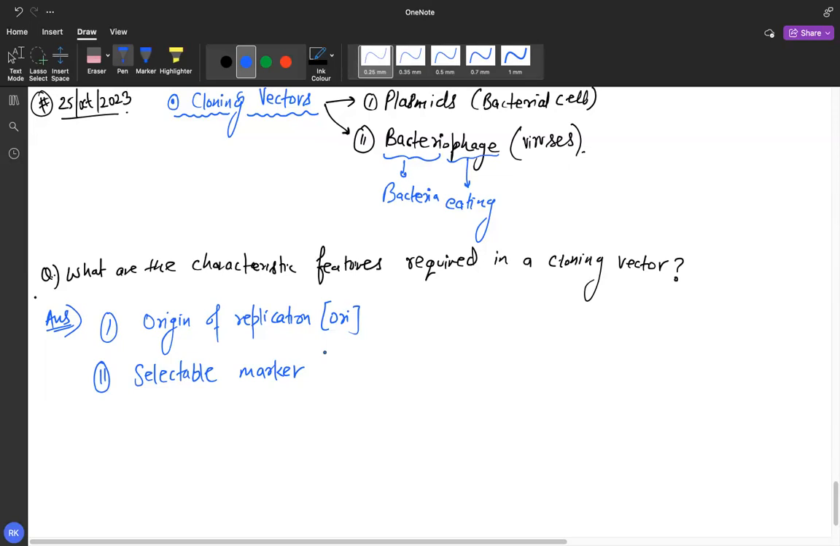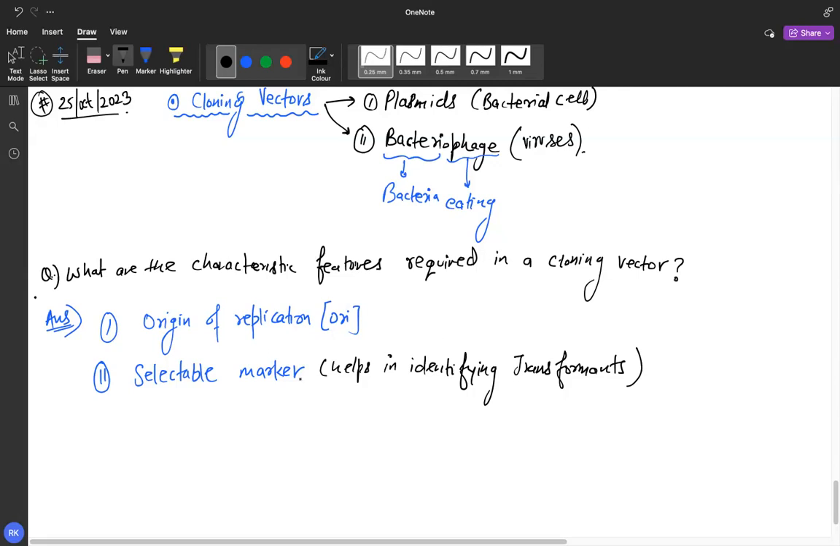So write down a selectable marker. A selectable marker helps in identifying transformants, or you can also write, helps us to distinguish transformants from non-transformants. Okay. Is it clear?